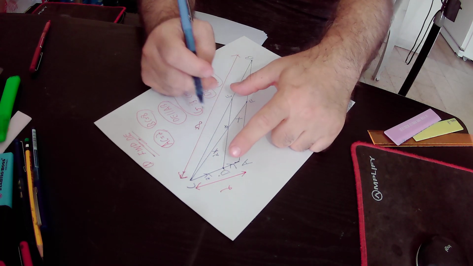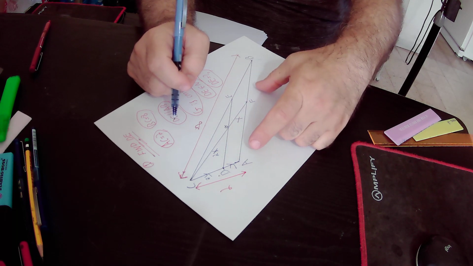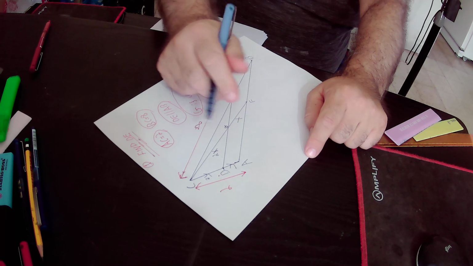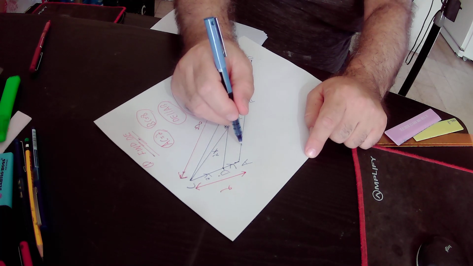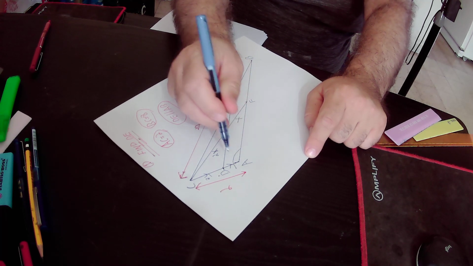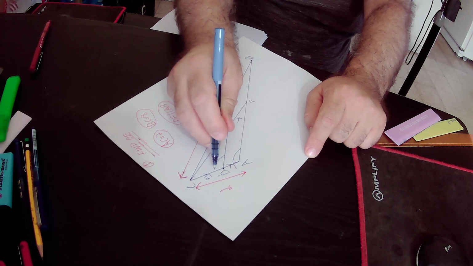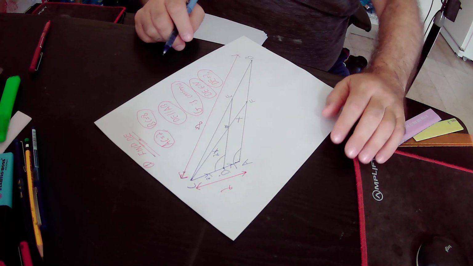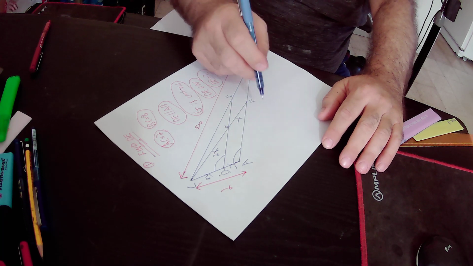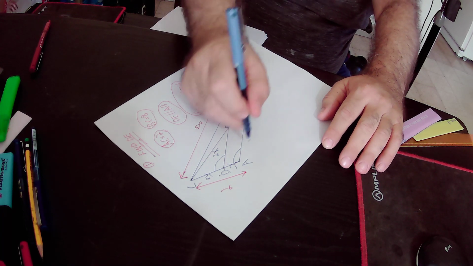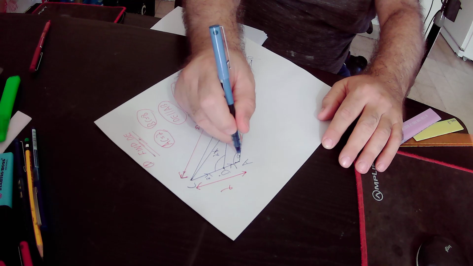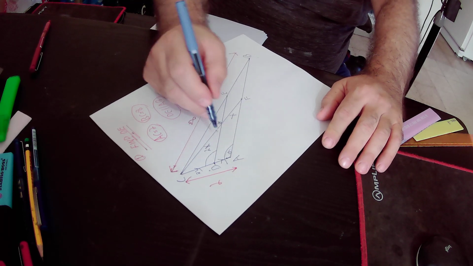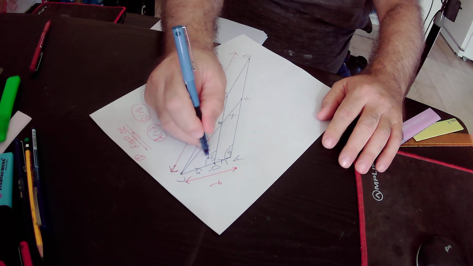Again, because DE is parallel to AB, those two corresponding angles will be equal to each other. So if we define angle BAC as alpha, then angle CDE will also be equal to alpha.